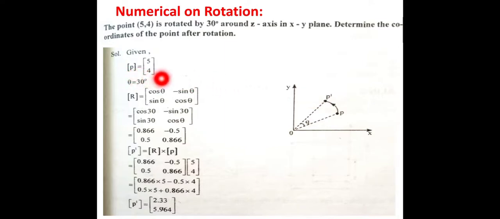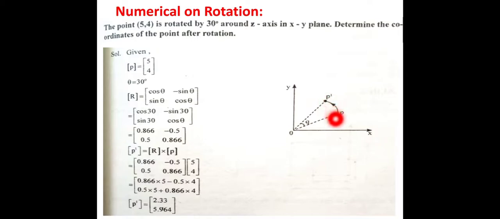You know that the point is given in matrix form, that is 5 4, which is x y, and theta is equal to 30 degrees, and we have calculated that the rotation matrix is cos theta, minus sin theta, sin theta, cos theta. Substitute the value of theta and get the rotation matrix. Finally the rotated point P dash is given by R into P, that is the rotation matrix multiplied by the original point matrix. After multiplying we get P dash with x equal to 2.33 and y equal to 5.964.